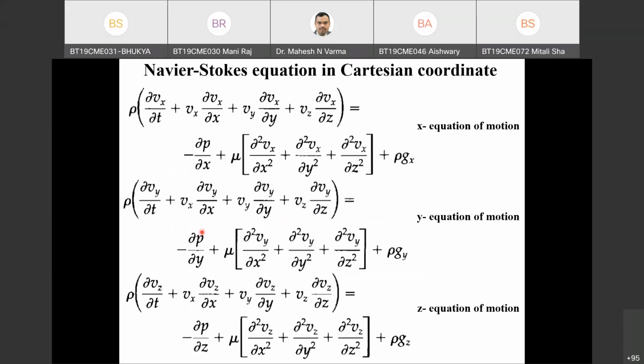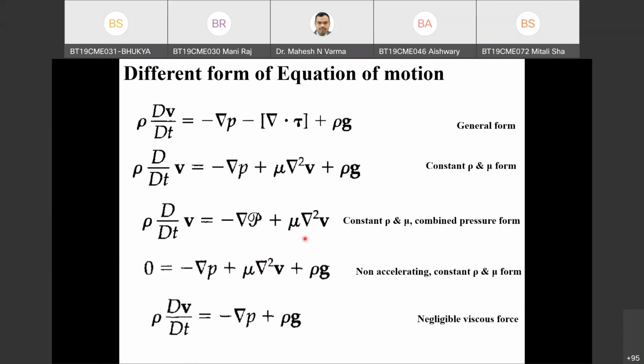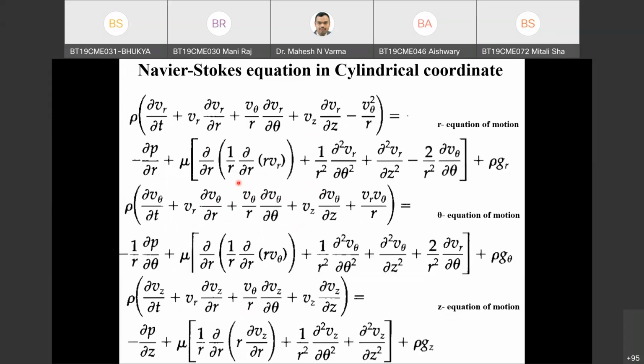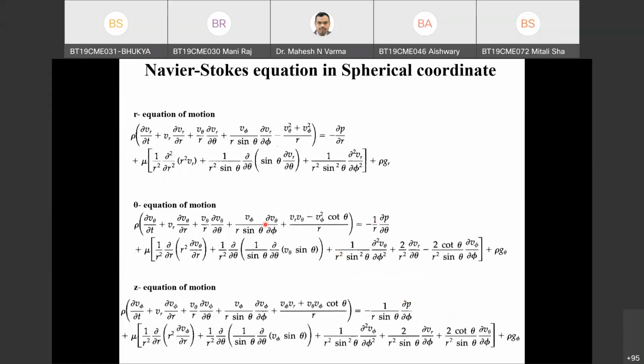So, this is the Navier-Stokes equation for the Cartesian coordinate system. If you use this equation and elaborate it using the definition of del and its operation, you will get the Navier-Stokes equation for the Cartesian coordinate system. Similarly, this will be the Navier-Stokes equation for the cylindrical coordinate system, and this is the Navier-Stokes equation for the spherical coordinate system.